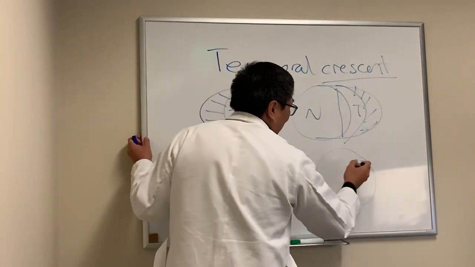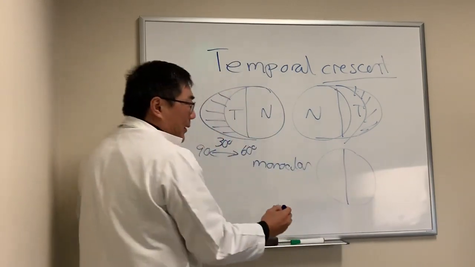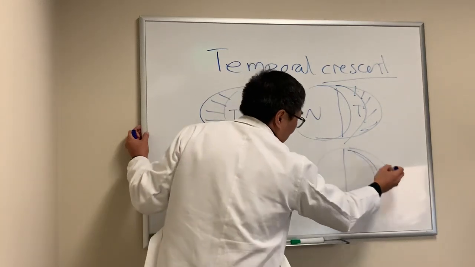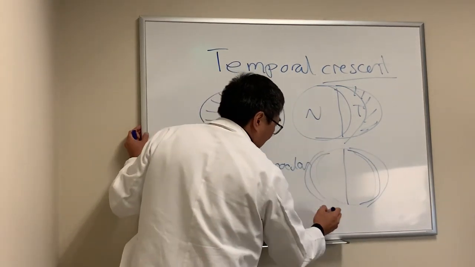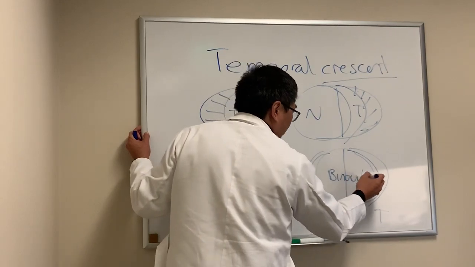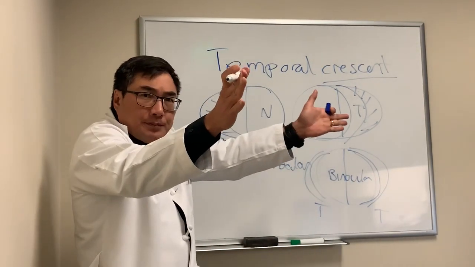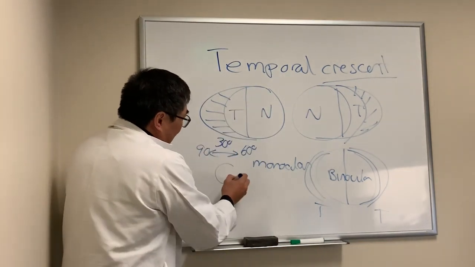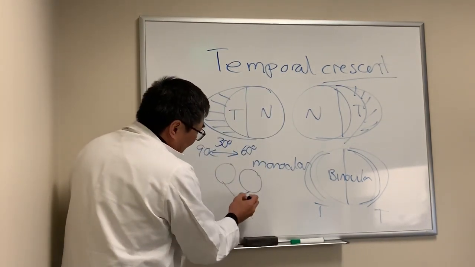And so when we have the two fields, the overlapping portion, nasal and temporal from each eye, does not overlap with this temporal crescent. And that means you only have binocular vision from about here to here. Out here is monocular.